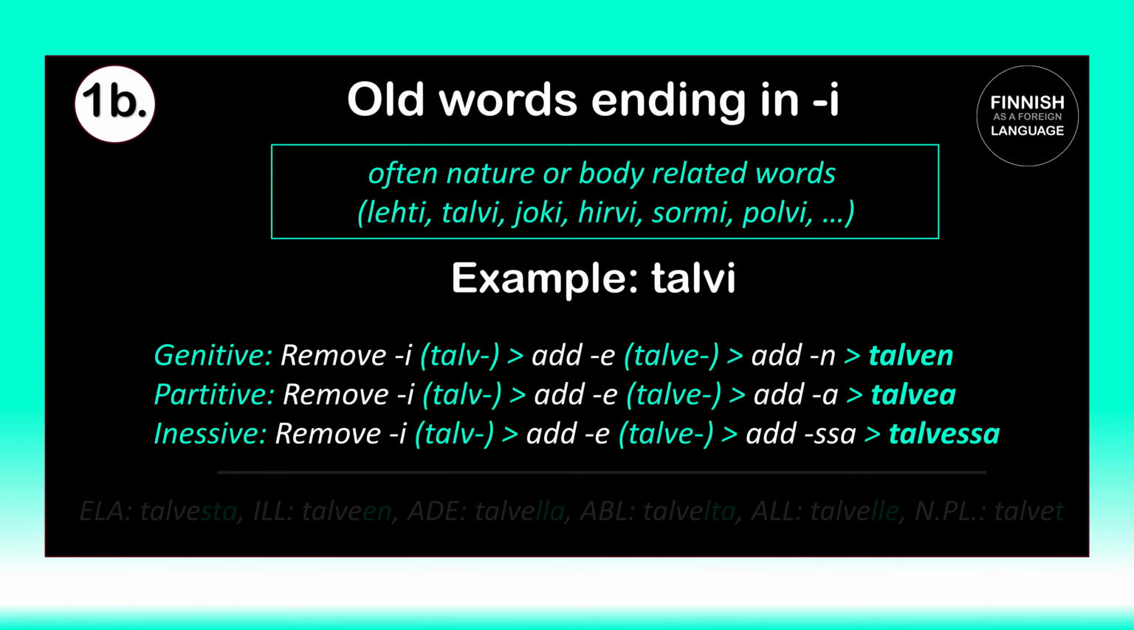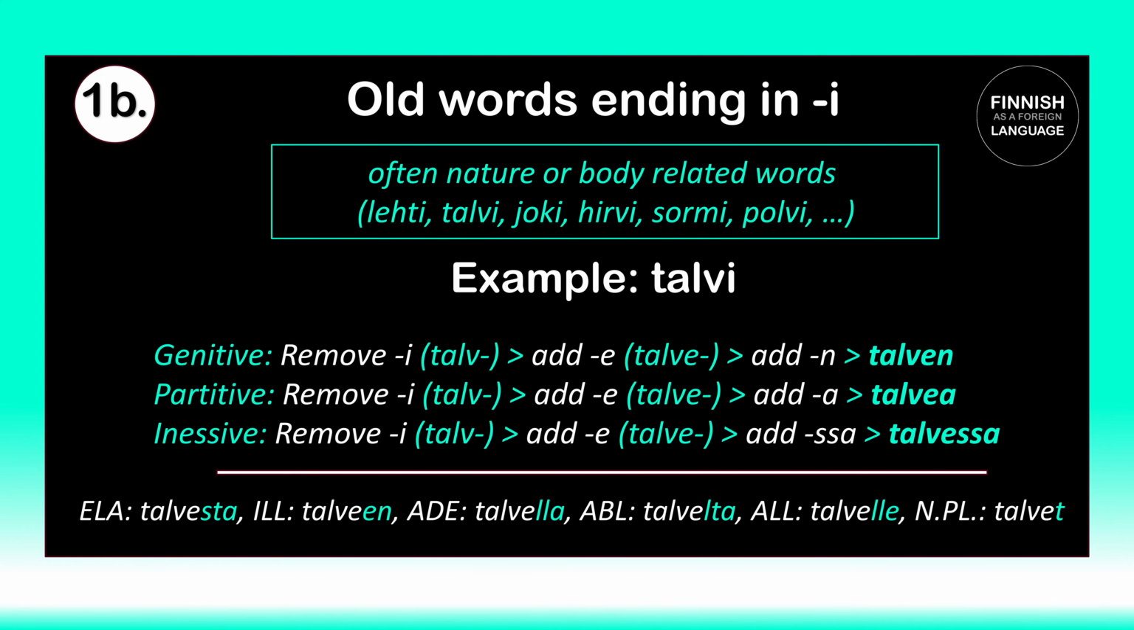We carry on with the inessive. Again, we have to remove the I letter, so we get talv. Then we add the E letter and we get talve. And then we add the inessive marker sa to it. And we have talve plus sa, which is combined talvessa. Talvessa, which means in winter. It's the inessive case of the word talvi.